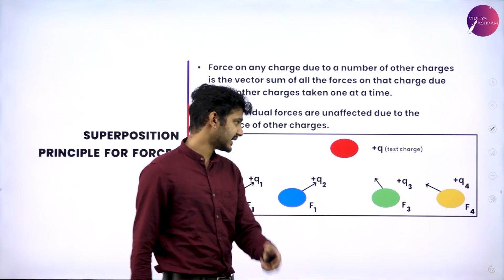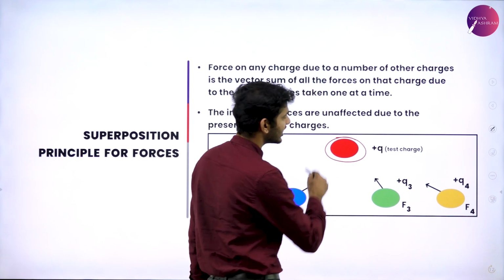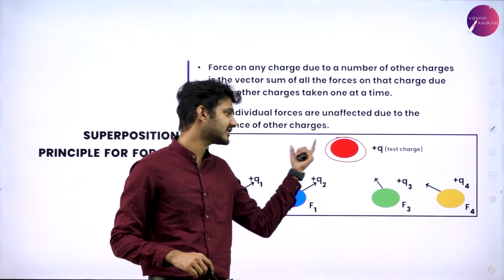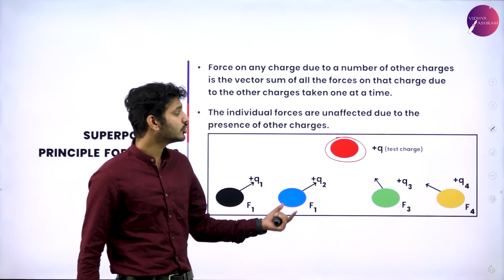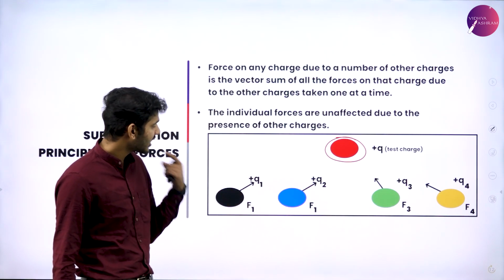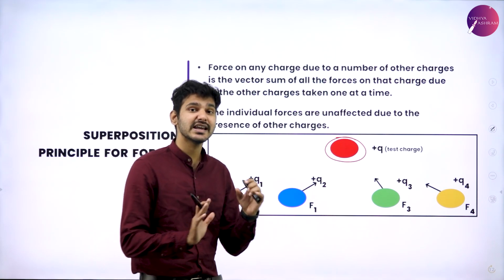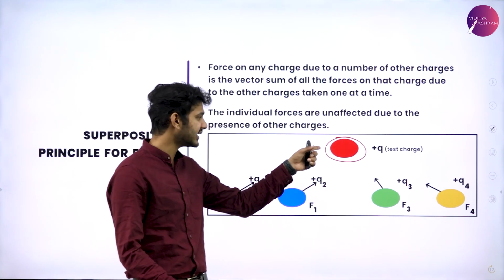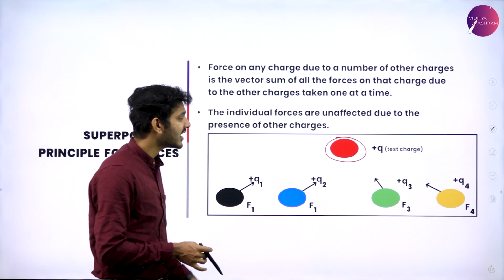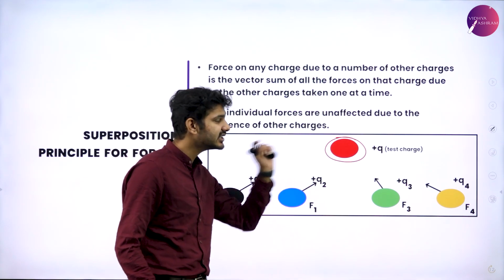So let's say that we place a test charge Q. Test charge just means that it is a unit charge placed in vacuum. So there are Q1, Q2, Q3, Q4, 4 charges placed apart from each other, and all of these charges will exert a force on this test charge. Since all of these charges are positive, they will have a repulsive tendency towards the test charge.